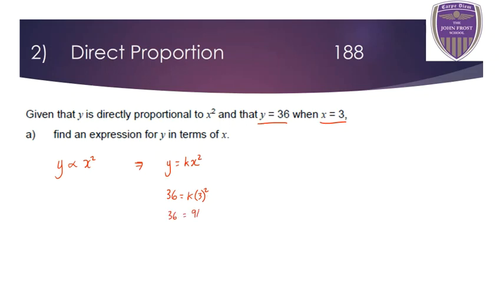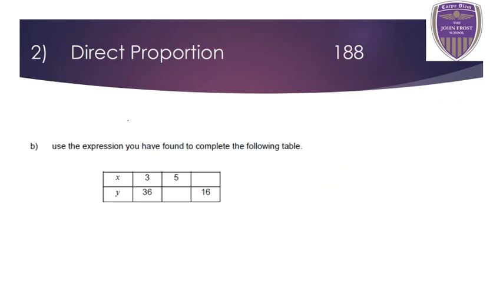So solving this, it gives me 9k is equal to 36. If I divide 36 by 9, I get my k, and k is equal to 4. Therefore, y is equal to 4x squared. And that's my expression for y in terms of x. Okay? So I'm just going to write that down, y equals 4x squared, because it's linked to this table here. And we're going to find the missing values in the table.